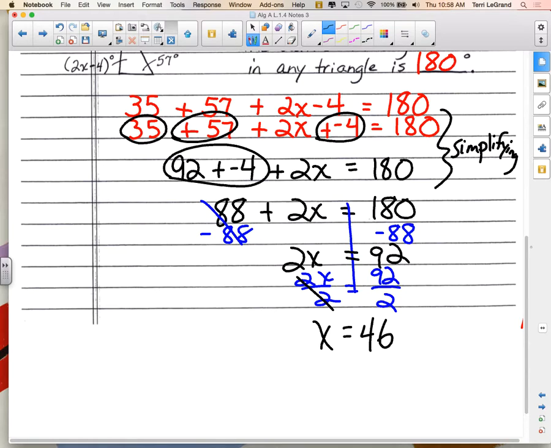Now, we got to go back up, though. We always have to be careful. What were they asking us for? Were they asking us for the third angle measure, or were they asking us for x? They were asking us for x, weren't they? So we can circle that and say, got it.